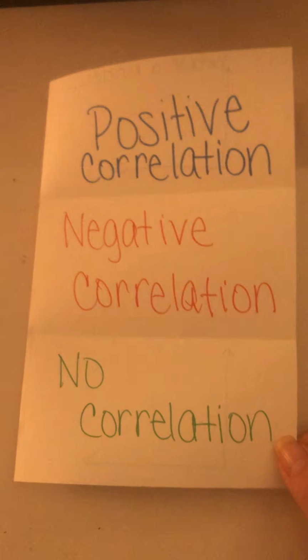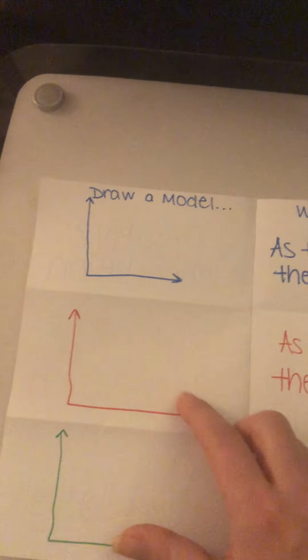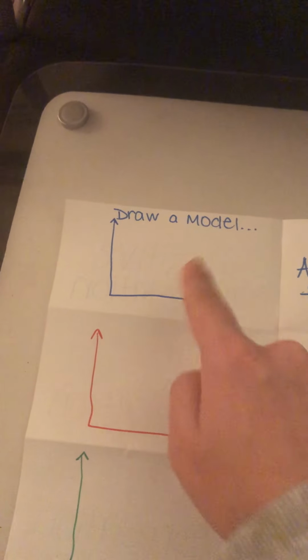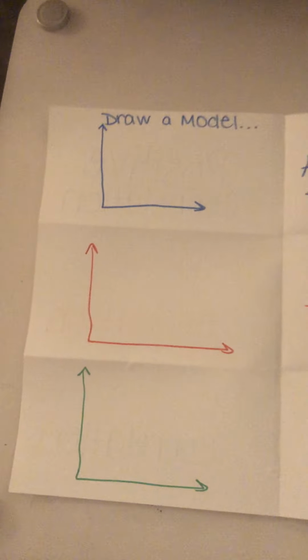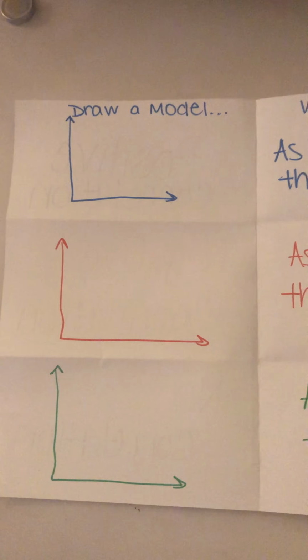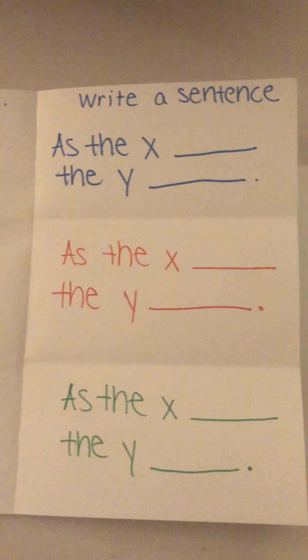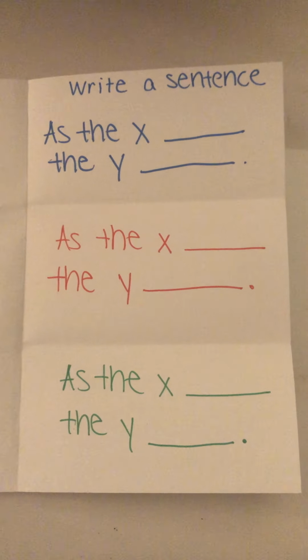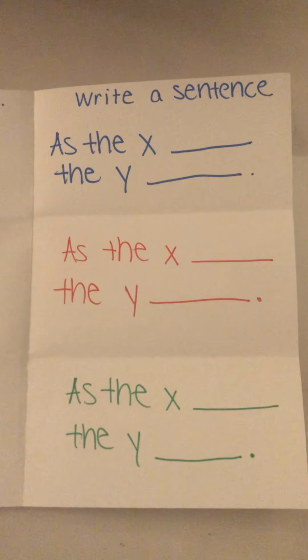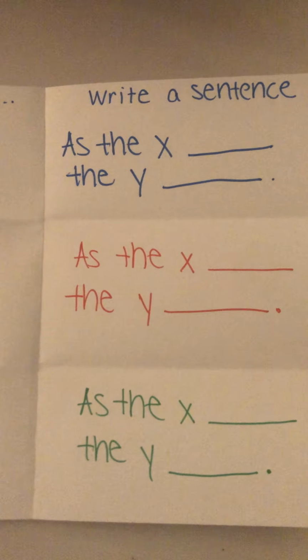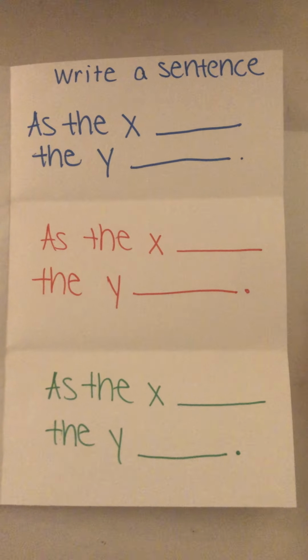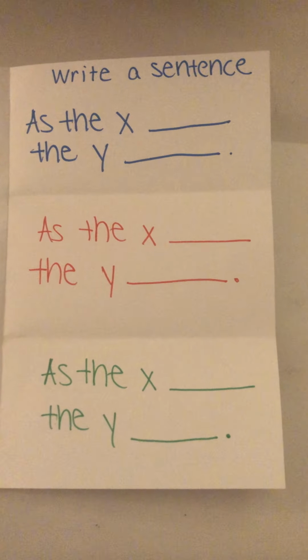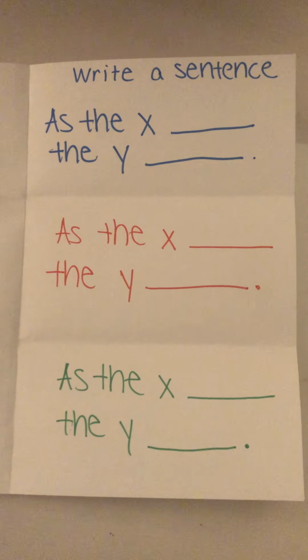So here's my foldable. I'm going to open it up. And on the left side, I'm going to draw my model. I didn't draw them because that's your responsibility. You should know what those look like by now. And then you're going to write a sentence. So this was just an example, if you wanted to use it, where you're describing the relationship of each of the correlations. Or you could put one of the real-world examples we used from yesterday's lesson.